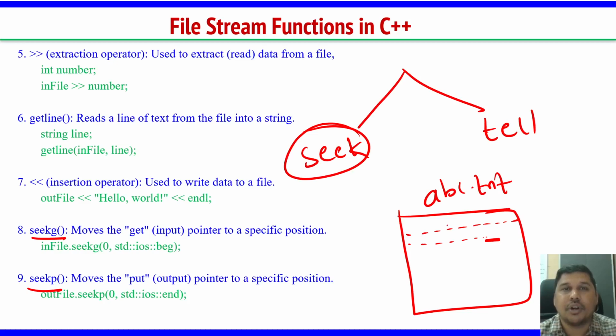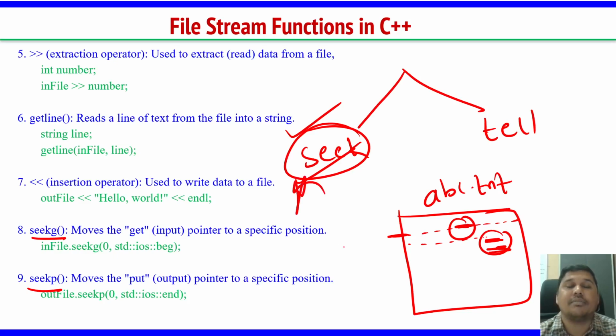In Microsoft Word, when you are typing something, your cursor will be at the point where you are currently writing. If you want to move this cursor to the beginning, you can use the seek function. Suppose the cursor is somewhere in the middle and you want to move it to the end of the file, you can use the seek function. Wherever you want the cursor, you can do it using seek.